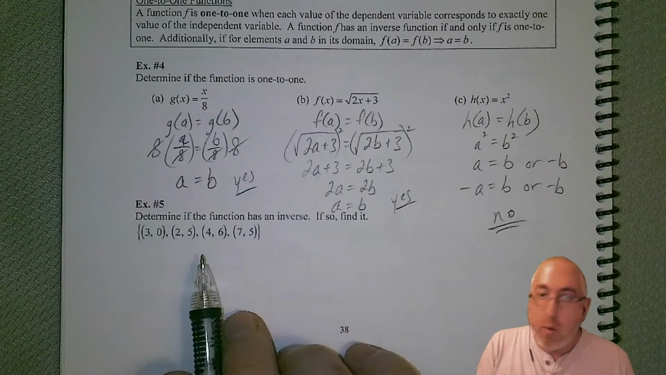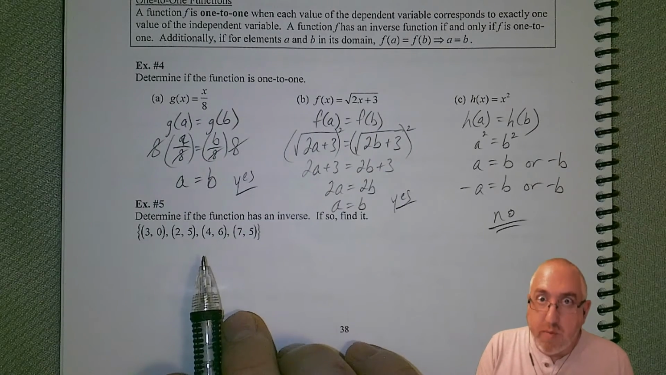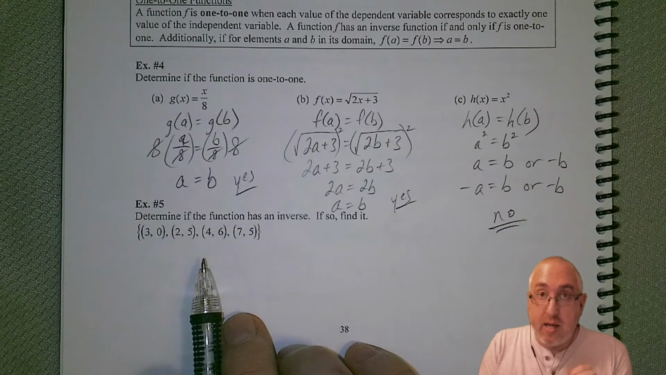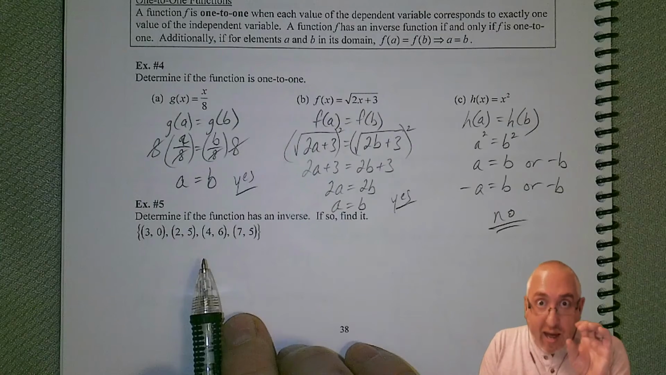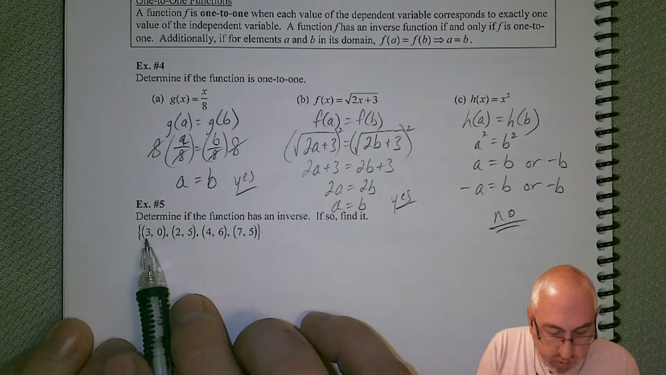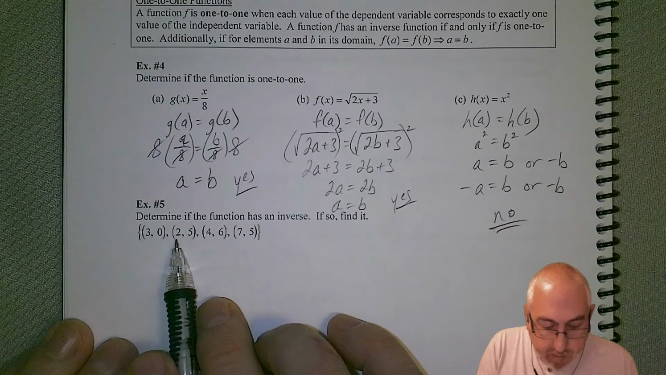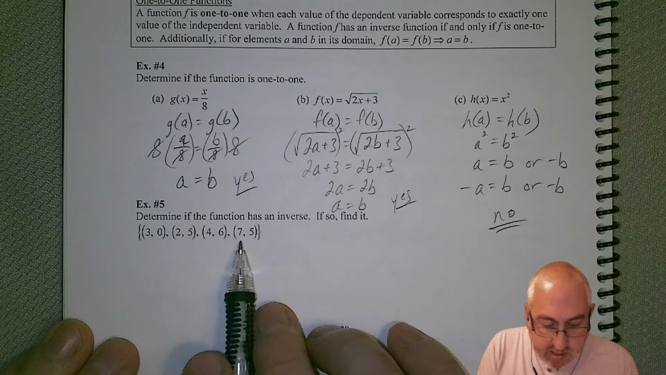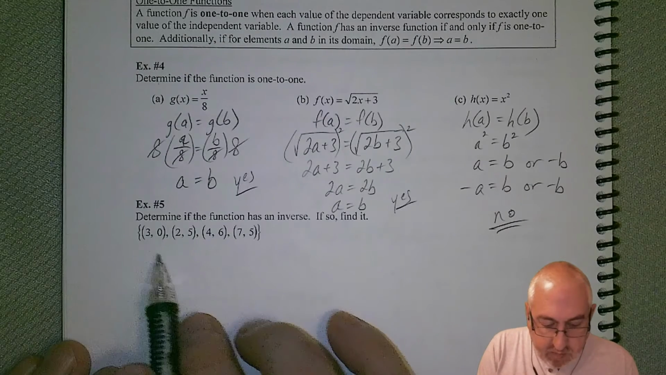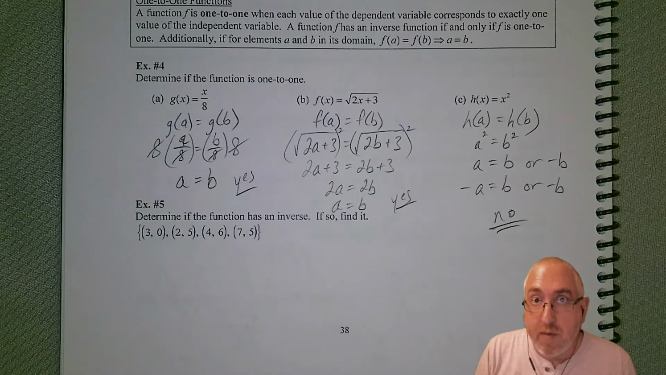Now you don't have to verify that it's a function, but if you wanted to, you could. Remember, the major condition that we're looking for, if it's a function, is that each x value only maps to a single y value. We can't have an x value mapped to more than one y value. So 3 maps to 0, 2 maps to 5, 4 maps to 6, 7 maps to 5. So it looks like we're good. None of the x values are repeated, so we should be fine.